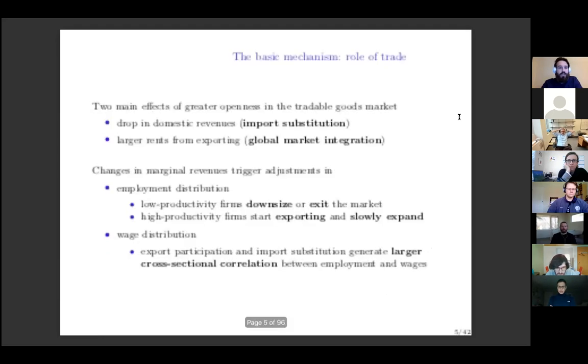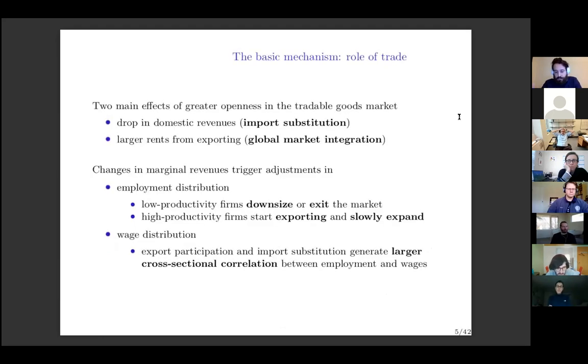So let me give you a brief description of the mechanisms that I try to put forward with the model. In the model, greater openness in a country will basically generate two effects. It will create a drop in domestic revenue because of changes in the composition of consumption goods towards imported goods, but it also will generate larger rents from exporting. Particular firms will start either participating in the foreign market, or they will increase their share of revenues coming from exporting.